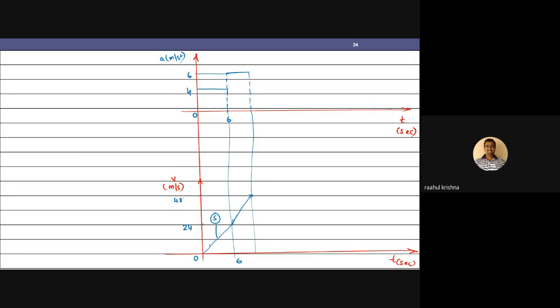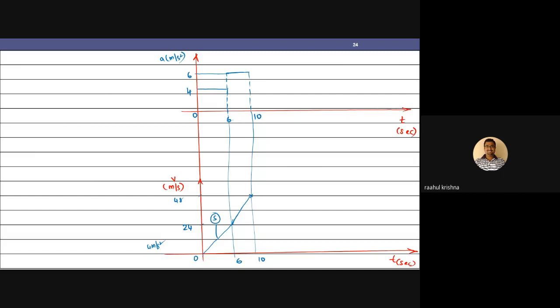यहाँ पे मुझे ये इसका slope कितना था? 4 meters per second square था ना यहाँ पे slope. यहाँ पे मेरा slope कितना आना चाहिए? 6 meters per second square आना चाहिए. So that's why it's a steeper slope here. And here, what is the time at the end of that? It is the total time, which is 10 seconds.